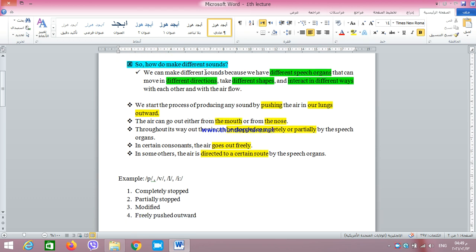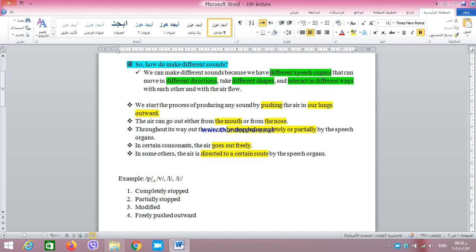Actually, we can make different sounds because we have different speech organs that can move in different directions, take different shapes, and interact in different ways with each other and with the airflow. Let me repeat this again with explanation. We can make different sounds because we have different speech organs. The speech organs are in Arabic called a'dha an-nutq. Sometimes we call them articulators.